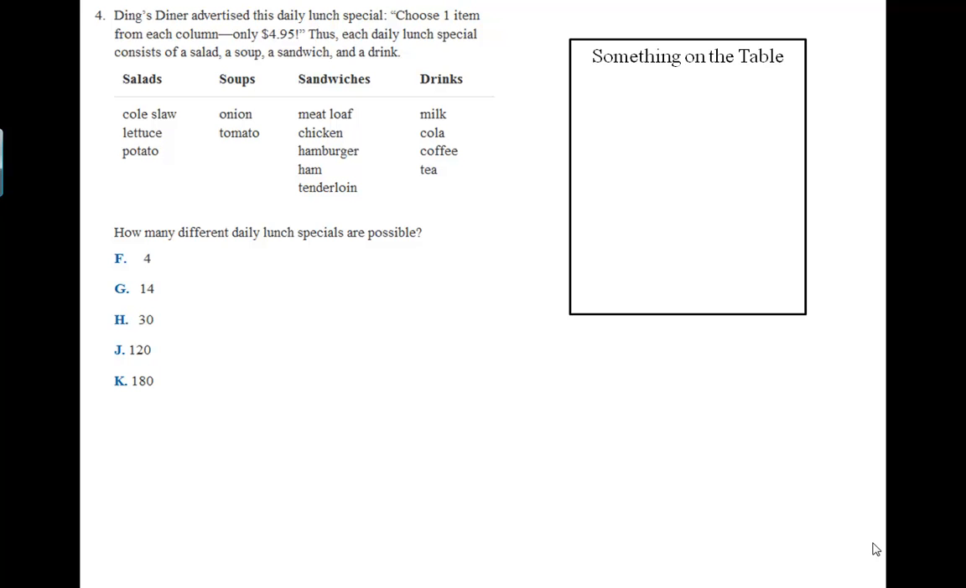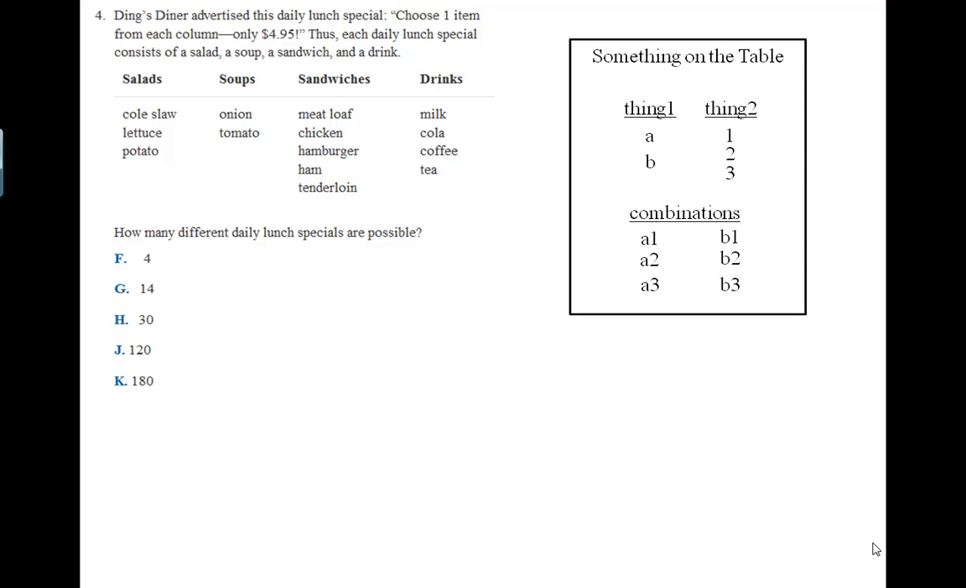Well, suppose instead of 4 different things, we put something on the table, call it thing 1 instead of salads and soups. Thing 1, and we'll say we have 2 of them, A and B. And thing 2, we have 1, 2, and 3. And what are the possible combinations of these? I could have A1, A2, A3, B1, B2, B3. 6 combinations.